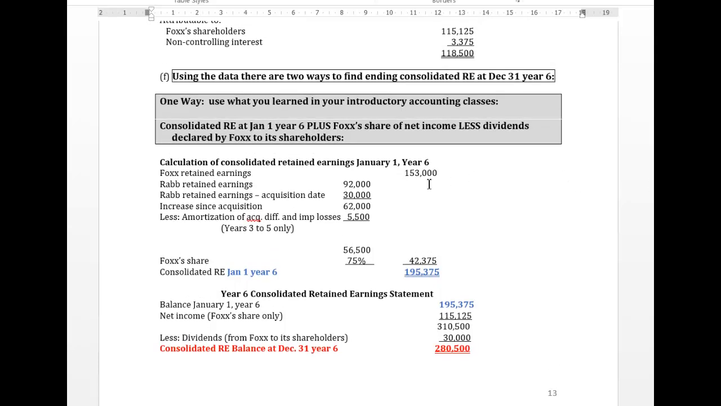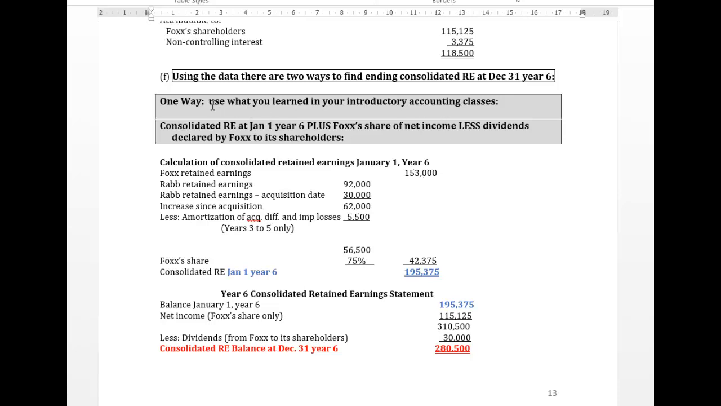Now this question that we have, Foxx and Rabb, presents something a little bit interesting in that it gives us a statement of retained earnings. So we actually have an opening balance, so we know each separate entity's, Foxx and Rabb's, opening balance of separate entity retained earnings. So I'm going to take the opportunity to show you two different ways that you can calculate the ending balance of consolidated retained earnings at the end of year 6 for your consolidated balance sheet.